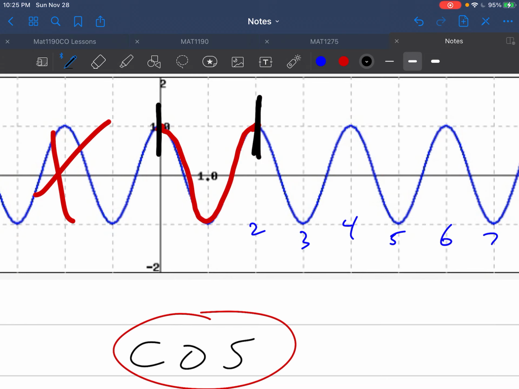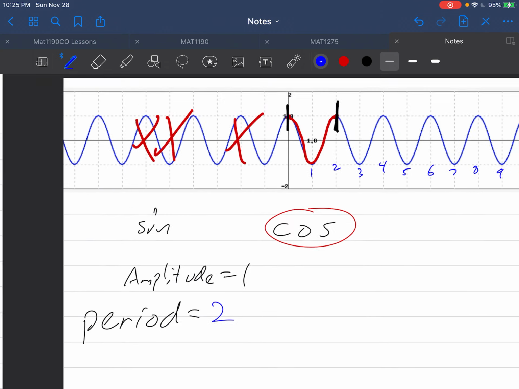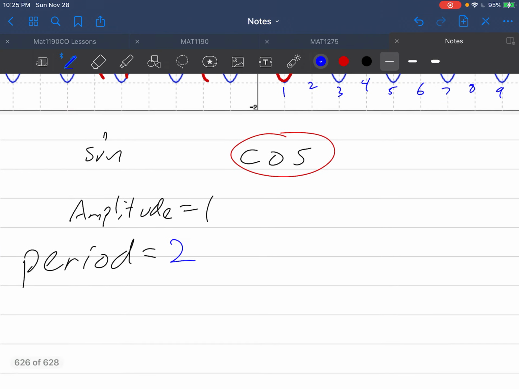Because that is what your period is equal to. Because of this scale, that looks like a distance of 2 units. So that means the period is equal to 2. We can visually see that the period is equal to 2.